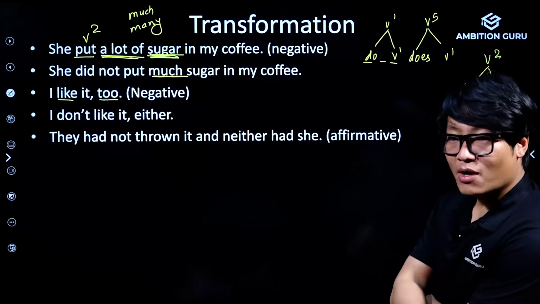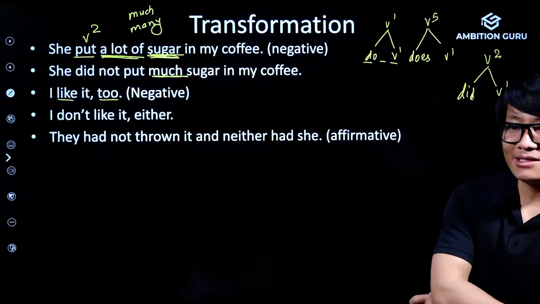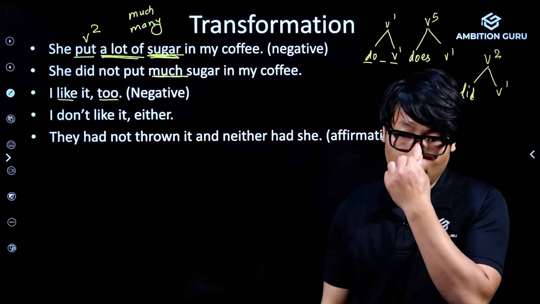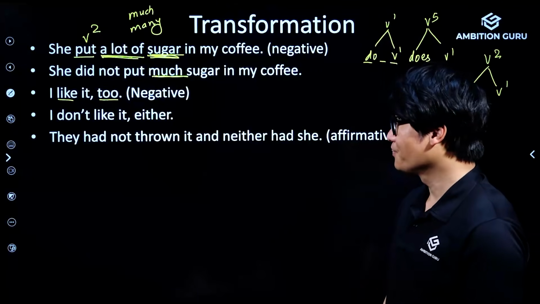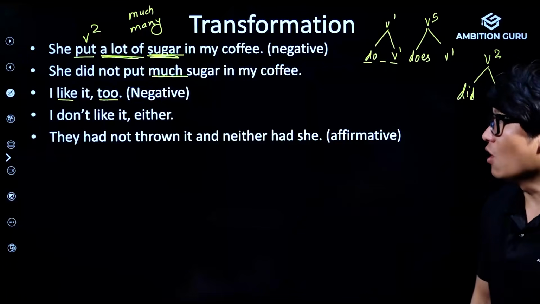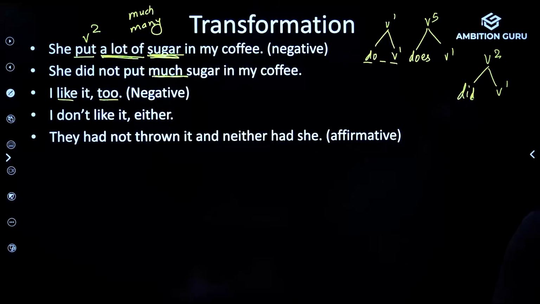Okay, I can see that somebody has used either. We don't need to use either here. In the place of either, we need to write something here. They had not thrown it and neither had she. So what's the answer? Absolutely, that's a beautiful answer. Okay, I can see some answers like "they had thrown it and neither". No, you don't need to use the word neither here.